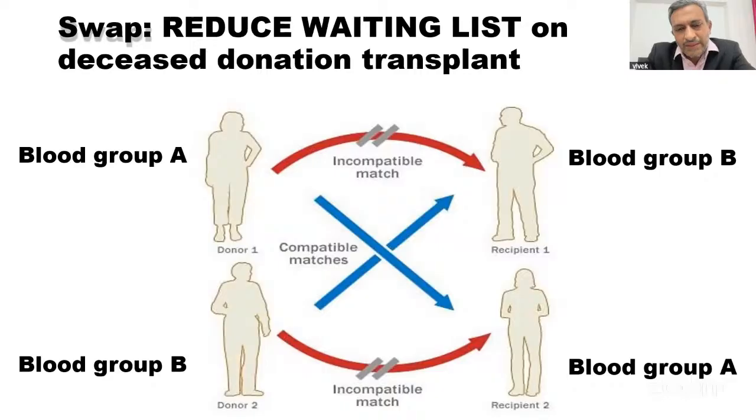This is an example of two-way exchange, where two pairs exchange kidneys with each other to receive a more compatible transplant. And one of the most important advantages of the swap is that it also reduces the deceased donor waiting list. Next slide.